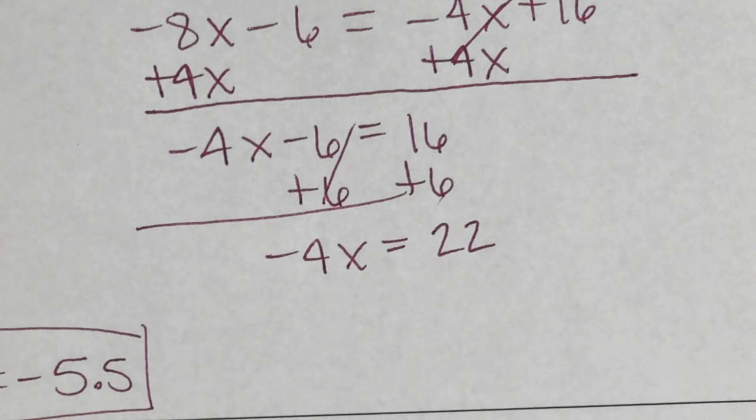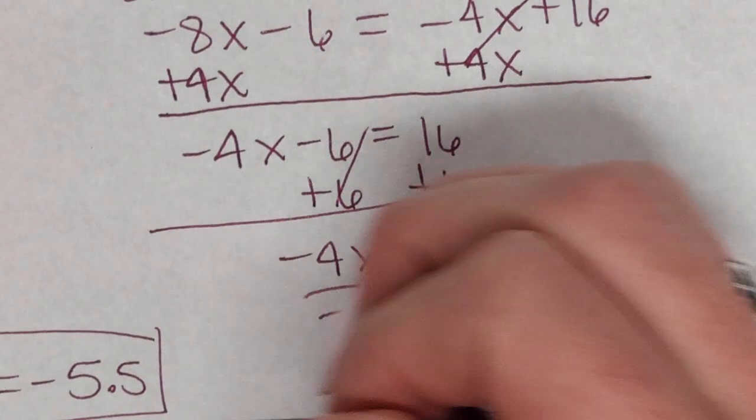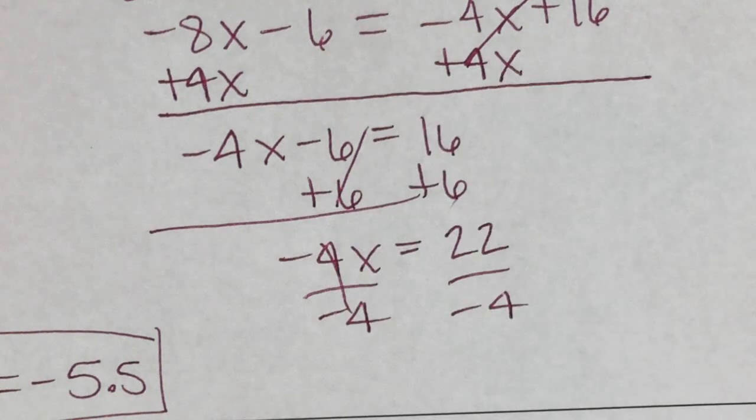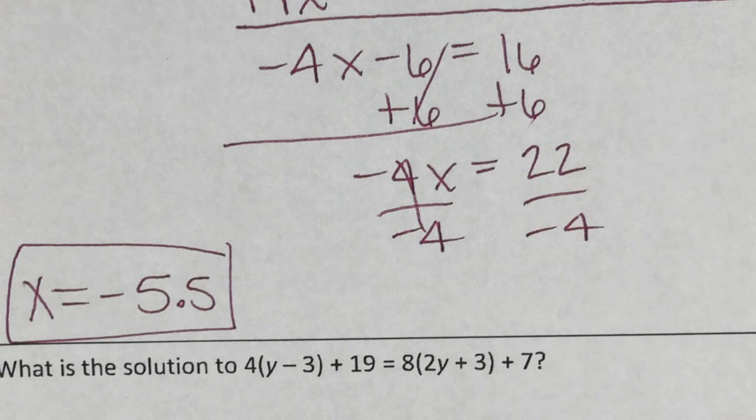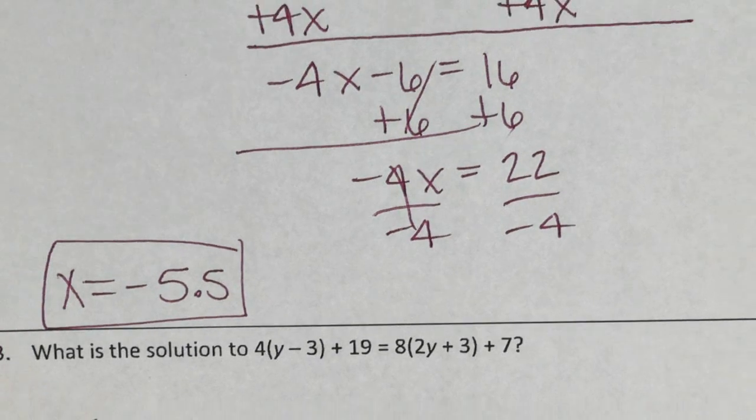And that's on your assignment. That's why I'm talking about it, okay? But this is not an inequality, so I'm just going to divide by negative 4. And 22 divided by negative 4 is, guess what? Negative 5.5, which is what our calculator gave us.